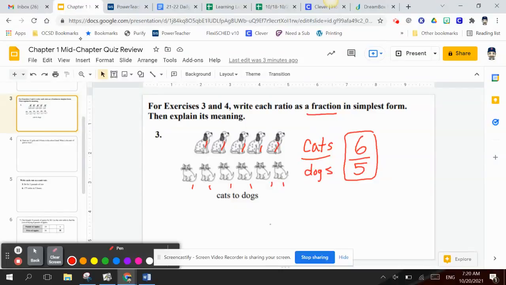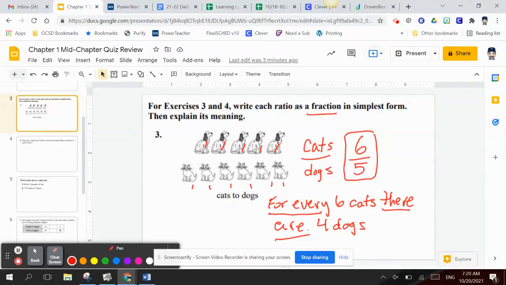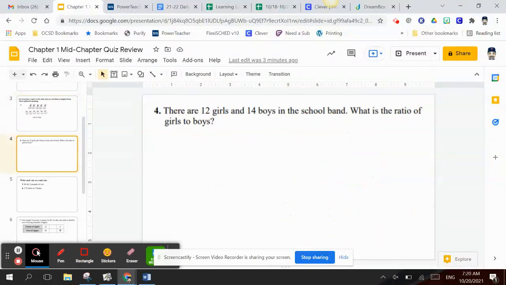Now to explain that, I can say that for every 6 cats, there are 4 dogs. And if you use that sentence frame, that's going to help you. Well, look at number 4. There are 12 girls and 14 boys in the school band. What is the ratio of girls to boys?